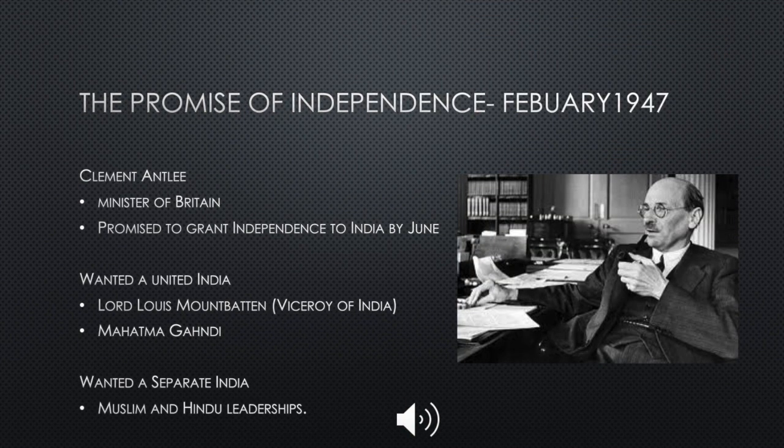Clement Attlee was the new Prime Minister of Britain. In February of 1947, he stated that the British government would give independence to India by June of 1948. Lord Louis Mountbatten was the Viceroy of India, and along with Mahatma Gandhi, wanted a united India. However, the Hindu and Muslim leaderships did not agree.